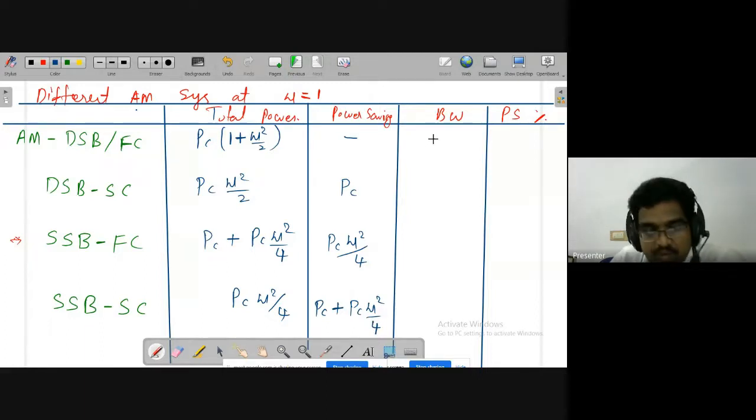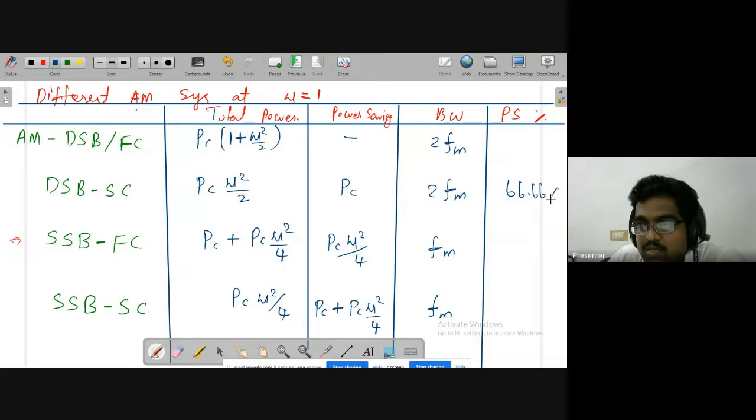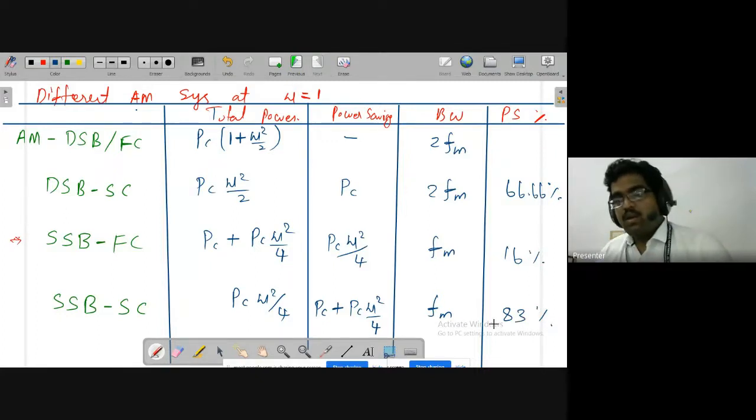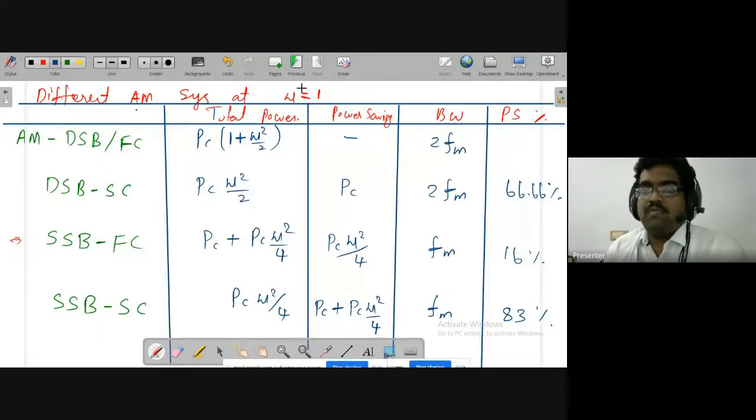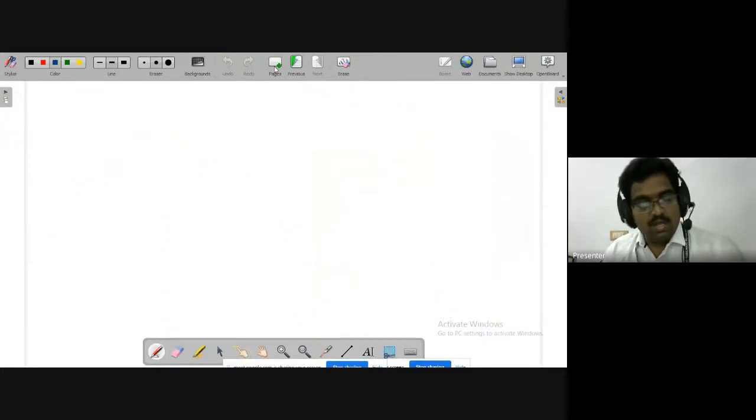Then what is the bandwidth of AM? That is 2 FM. For DSB also 2 FM. Single sideband full carrier, FM only. For single sideband also, FM only. Power saving percentage: for DSB we will get 16.66% when mu is equal to 1. Here we will get 16%. Here we will get 83%. Just calculate it. Then what is the final important thing here regarding complexity?